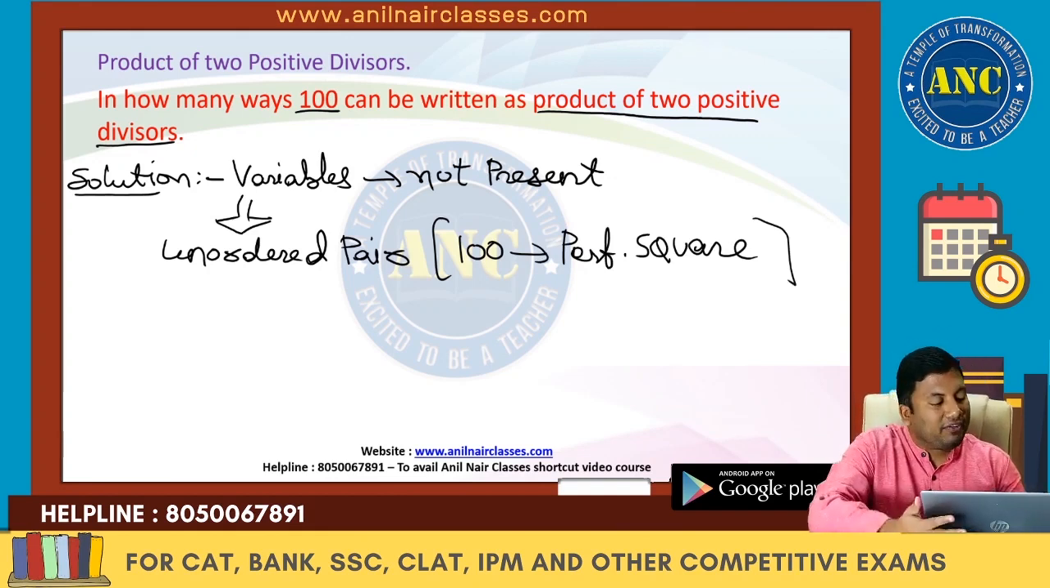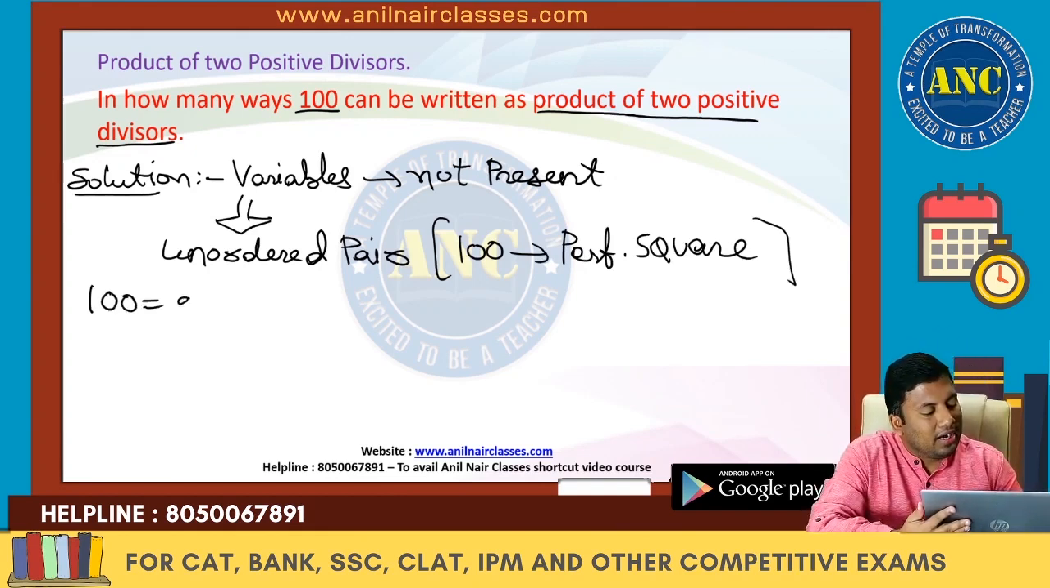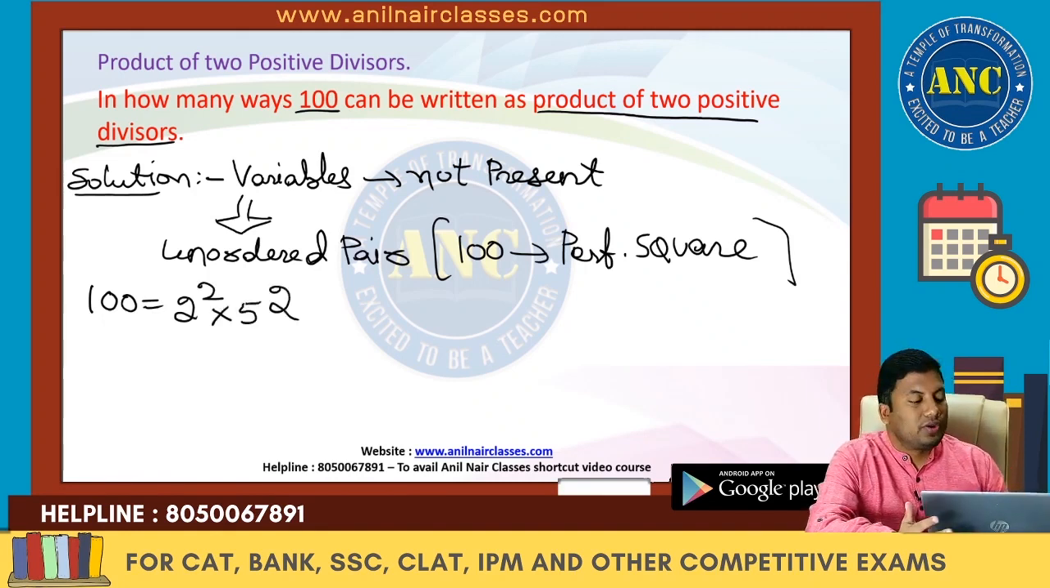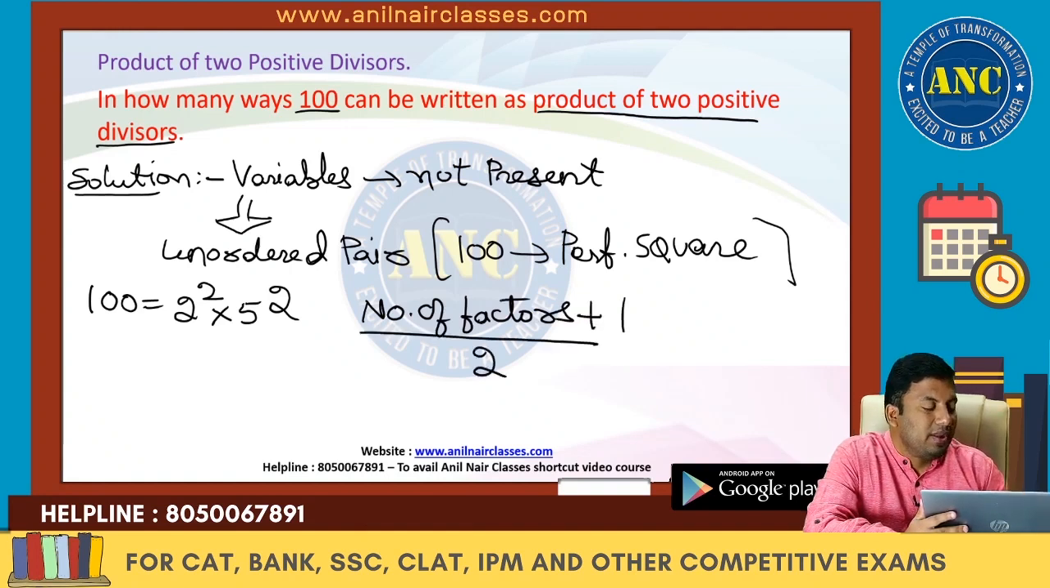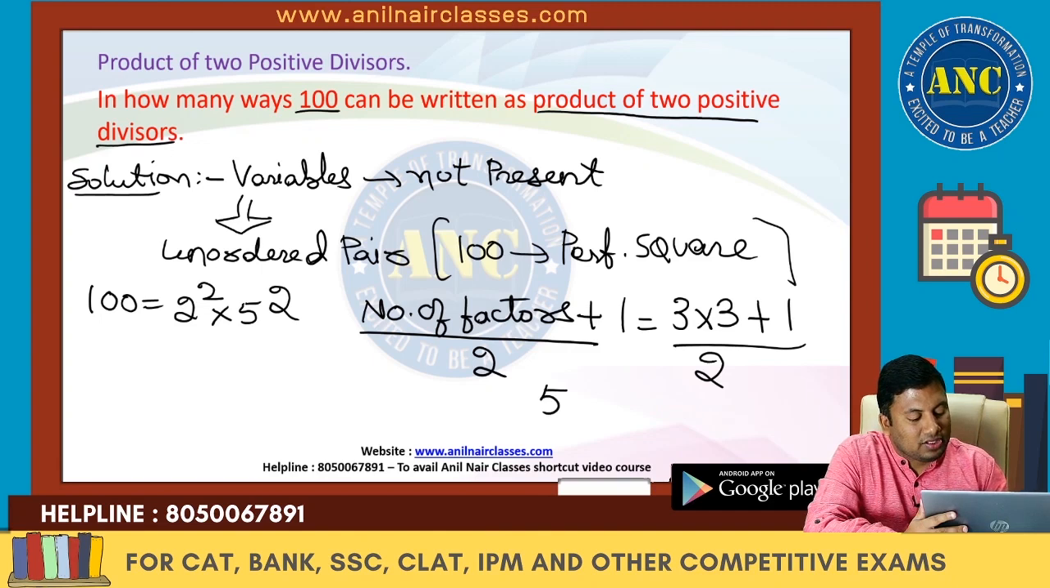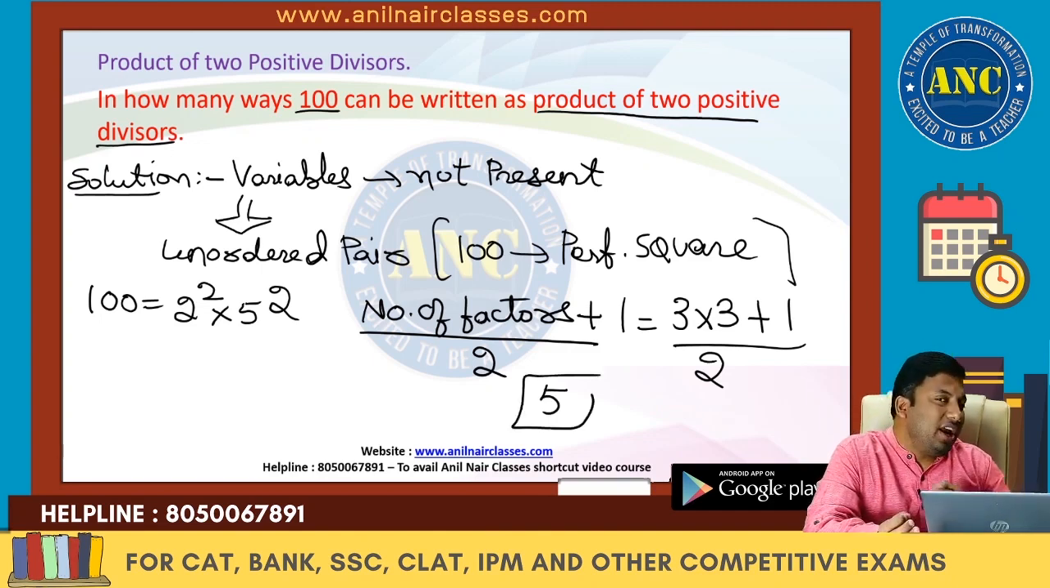100 is nothing but 2 square into 5 square. If it is a perfect square, what will be the answer? The answer is the number of factors plus 1, by 2. Number of factors will be 0 to 2, 3 cases; 0 to 2, 3 cases; 3 into 3, plus 1, by 2: 9 plus 1 is 10, 10 by 2 is 5. Very easily, just by looking at the question itself, you will derive the answer without any confusion if you have understood the basics.